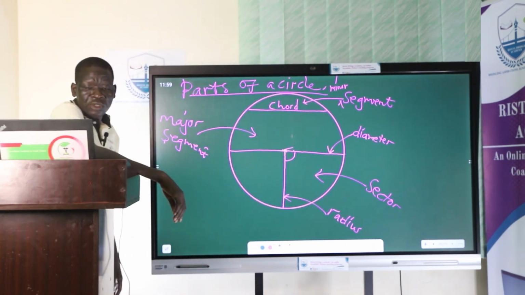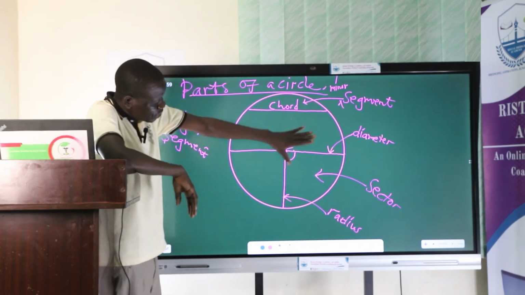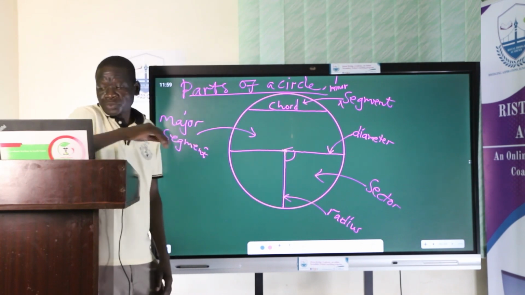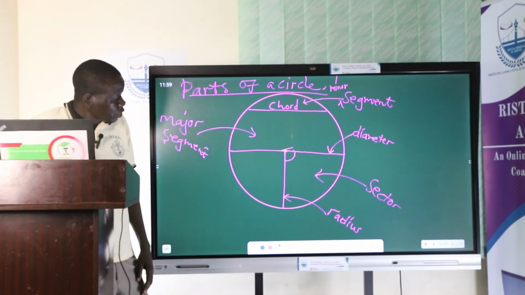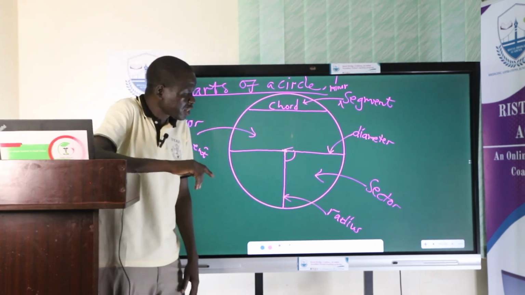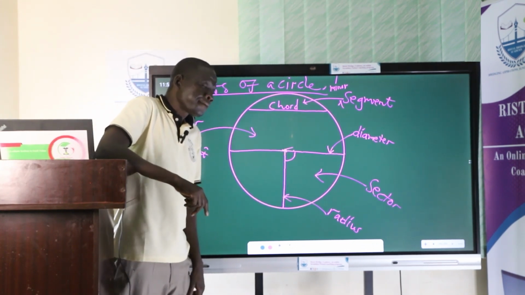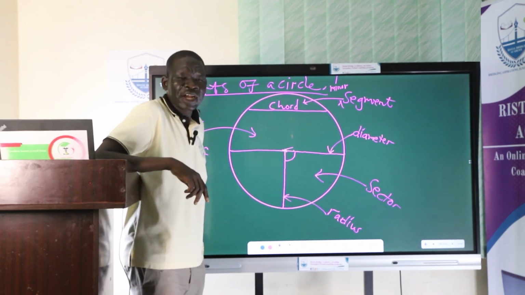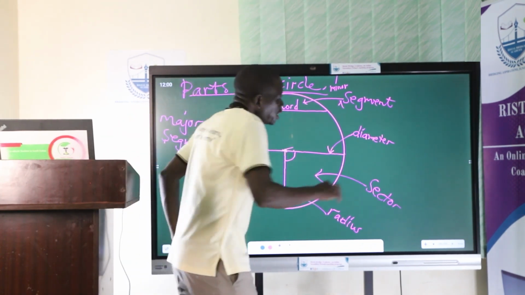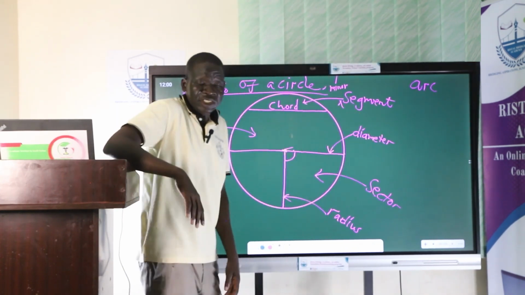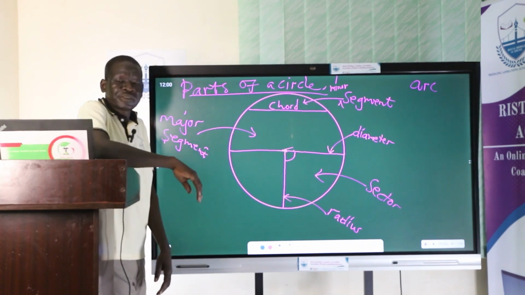The total distance around the circle is what is referred to as the circumference. Now, part of the circumference of the circle is what is called the arc. We call it the arc. So the arc is just part of the circumference of the circle. So let us look at the circumference of the circle.